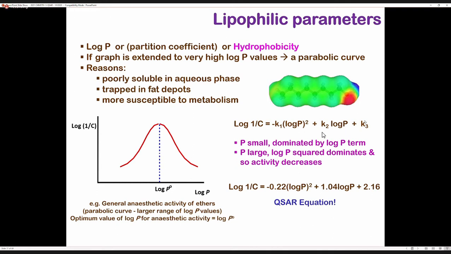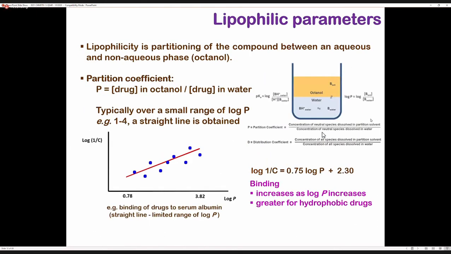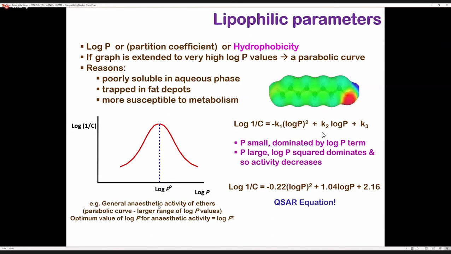So this is another example of a QSAR model based on log P only. K3 is the intercept of the regression, which we will come to later. The last term just has a value, it has no other parameter. Okay, alright, so I think this is an example.